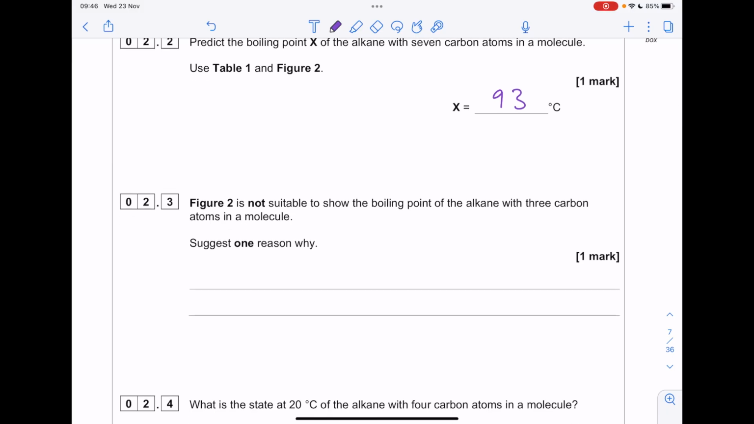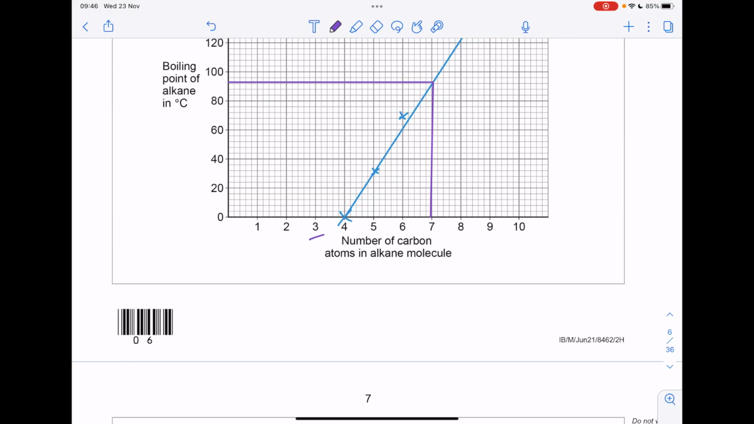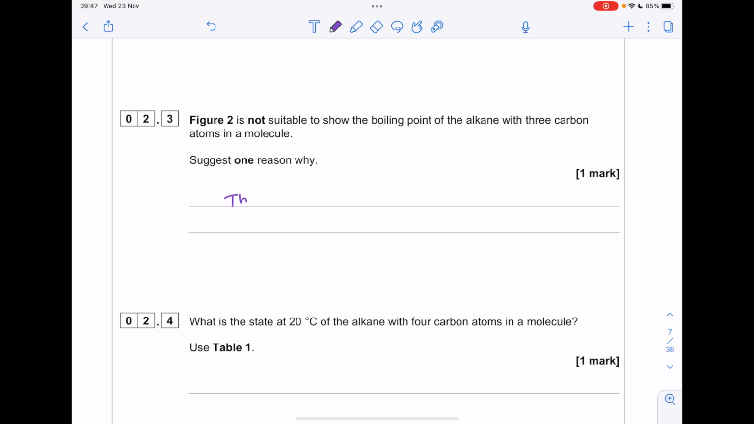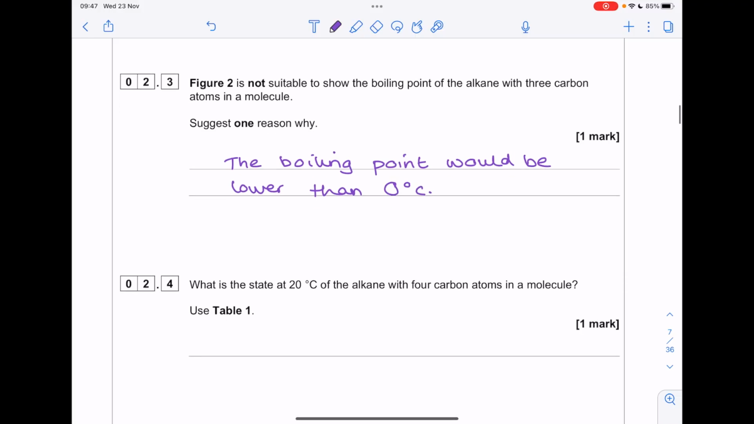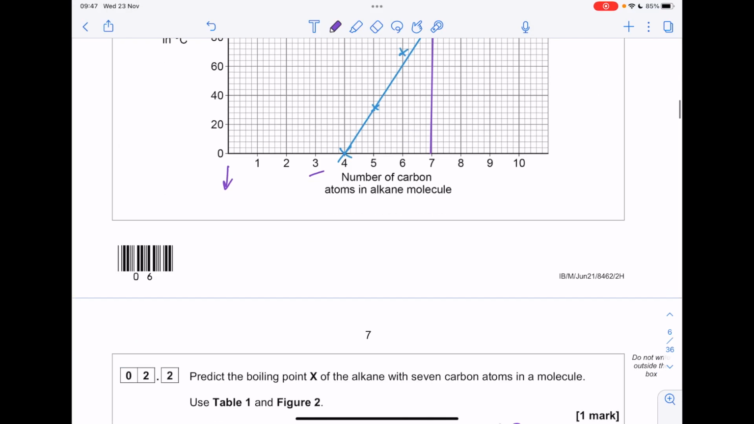Figure 2 is not suitable to show the boiling point of an alkane with 3 carbon atoms in a molecule. Suggest one reason why. You'd expect it to have a minus degrees Celsius, so our graph line doesn't really go that low, does it, down here? What is the state at 20 degrees Celsius of the alkane with 4 carbon atoms in a molecule? So we know it boiled at 0 degrees, which means it's turned into a gas. So it'd still be a gas at 20 degrees.